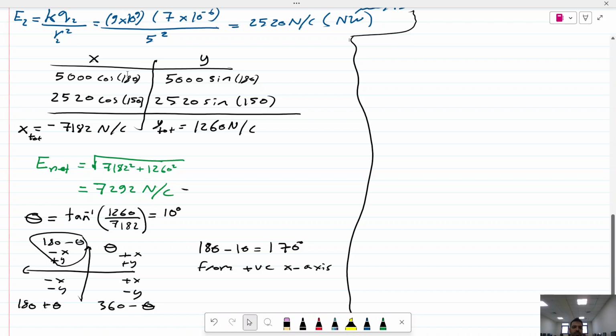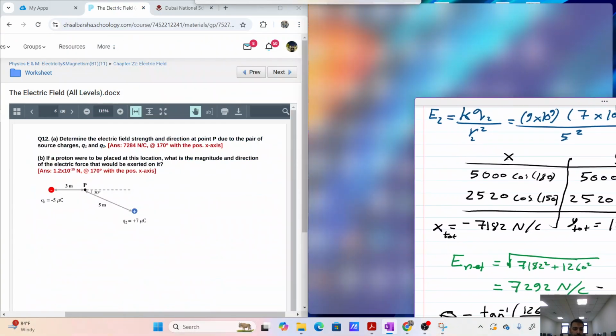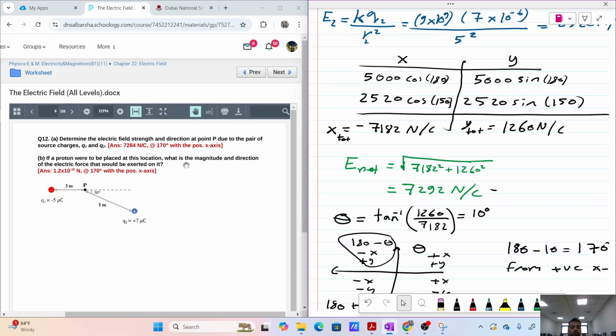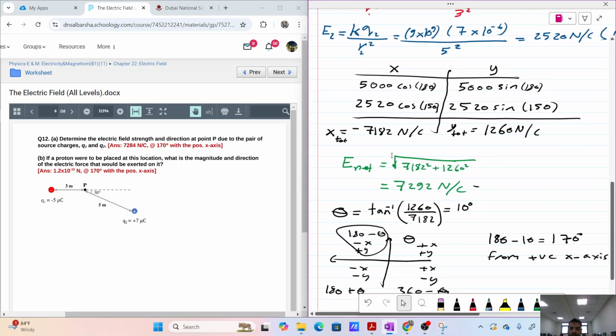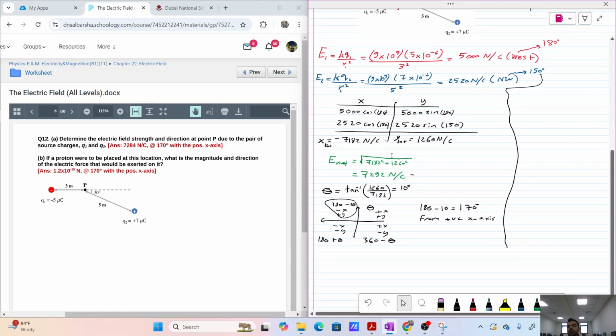For part B, they are saying that if we place a proton at this location, what is the magnitude and direction of the force that would be exerted on it? Now, electric field and force are related by the following equation. So for part B, force is equal to the magnitude of the charge multiplied by the electric field value. They said it's a proton.